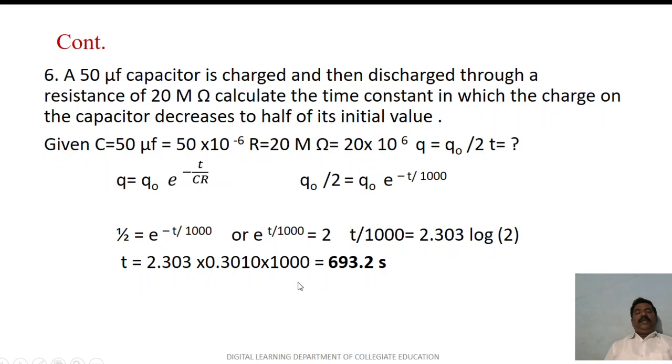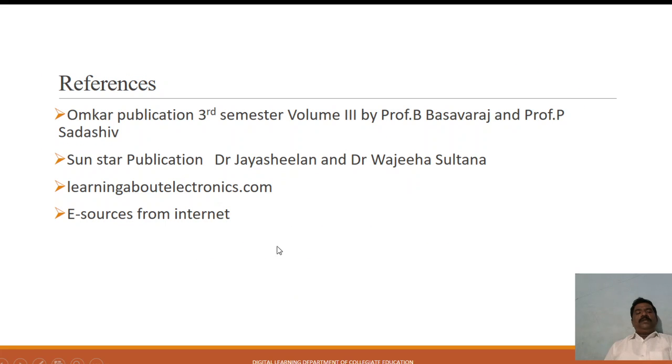So this way you can solve different problems in transient currents.